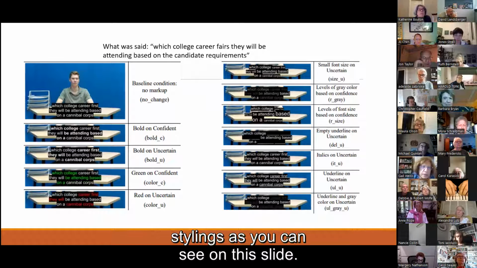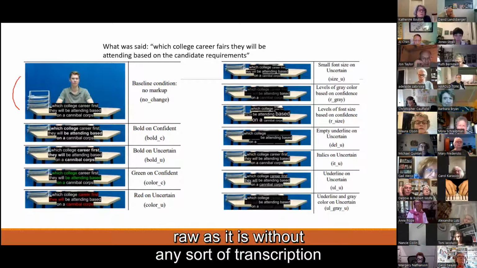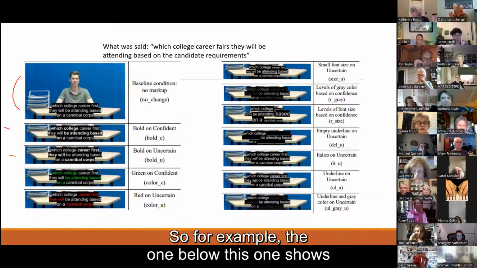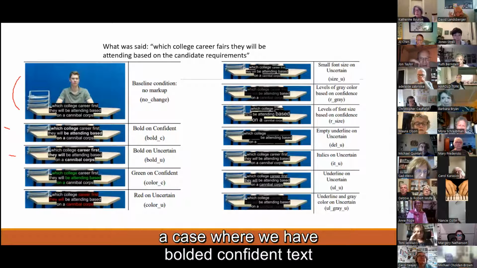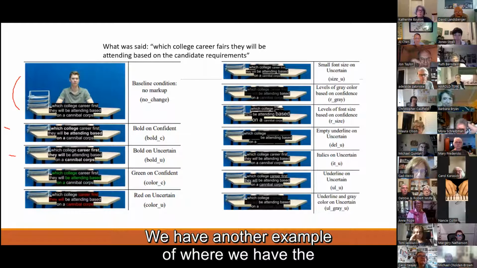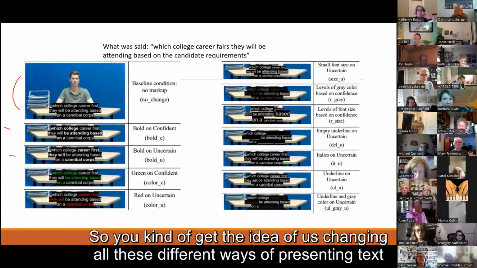caption stylings, as you can see on this slide. This first picture is just showing caption output raw as it is, without any sort of transcription changes. But in the next pictures, you see changes in the text itself. For example, the one below this shows a case where we have bolded confident text words, and we kept the irregular, inaccurate, uncertain text output as it is. We have another example where we have the text output and then we bolden the words that were uncertain in the text output. So you kind of get the idea of us changing all these different ways of presenting text output.